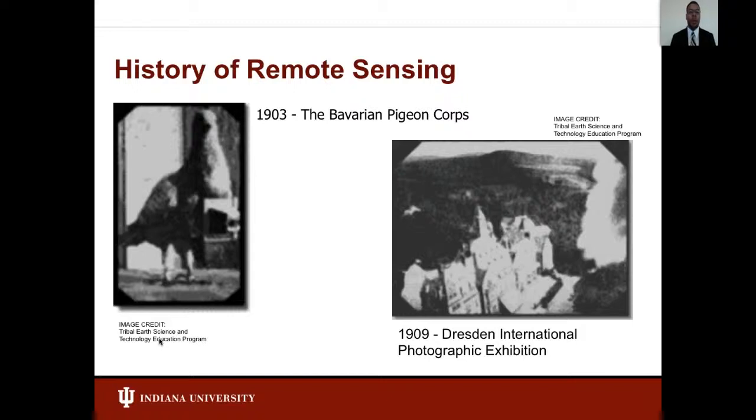Other historical examples of remote sensing include the 1903 Bavarian Pigeon Corps, where carrier pigeons with light cameras were used to take pictures every 30 seconds of an observation. The pigeon photography was displayed in 1909 in Dresden International Photographic Exhibition.